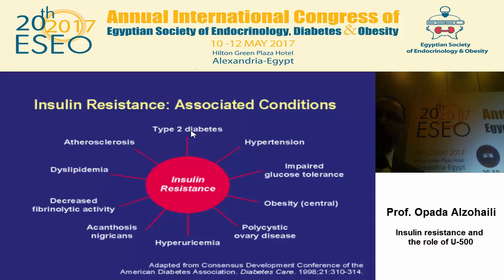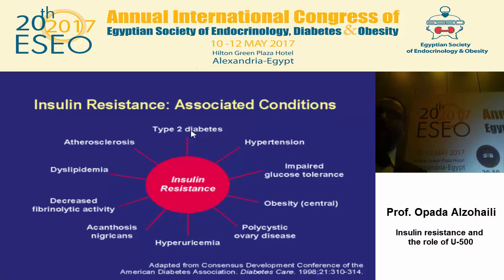The increased thrombosis, acanthosis nigricans, probably increasing uric acid, polycystic ovarian disease, which is a very complicated condition that affects a large percentage of the younger population. Impaired glucose tolerance, obesity, and hypertension, all of these come with insulin resistance.